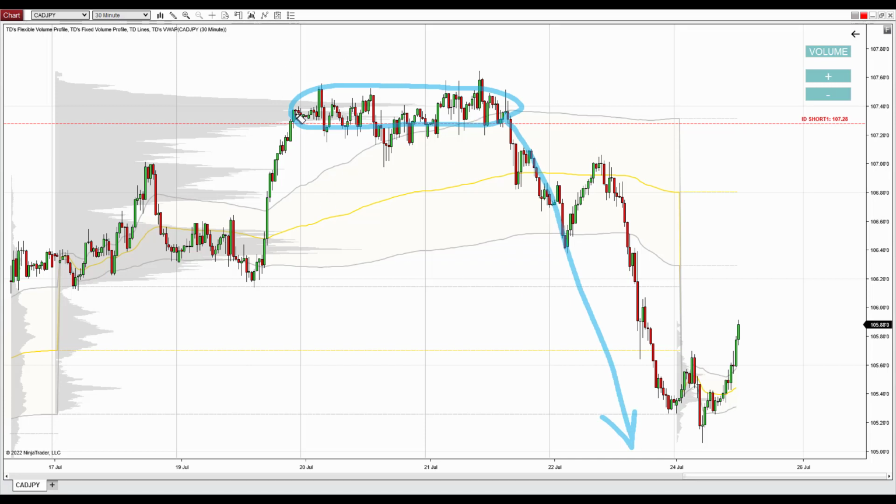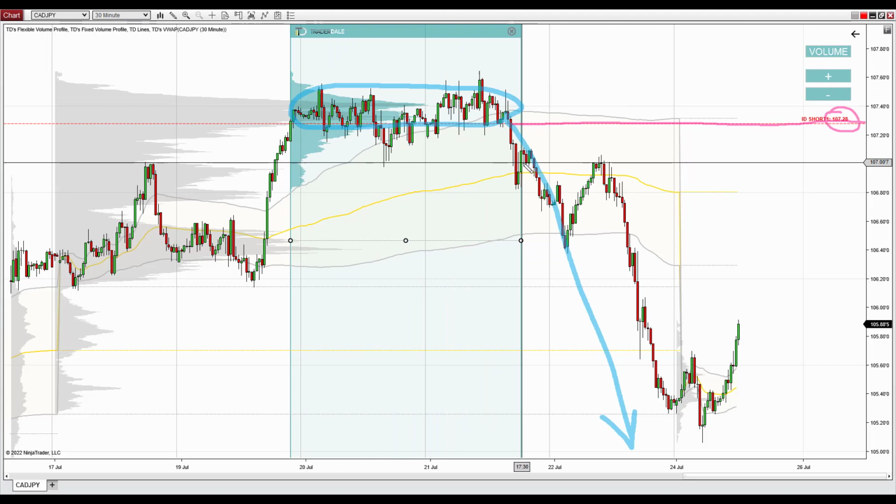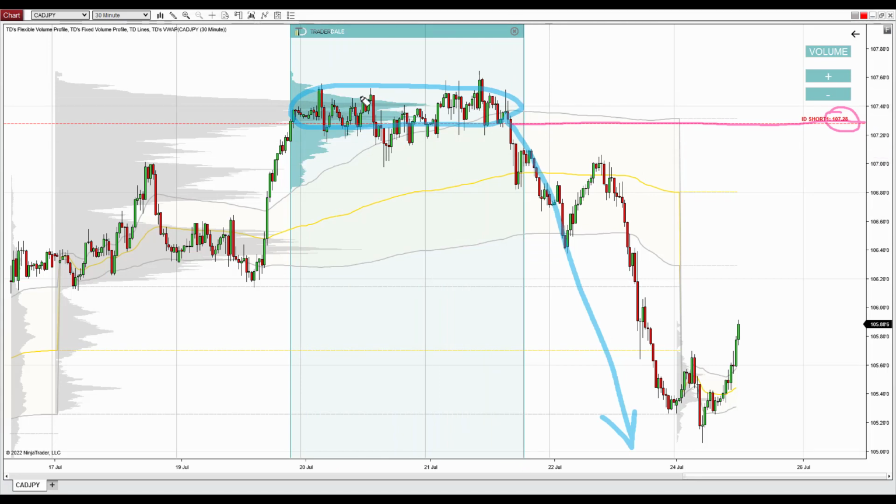Now, because this is a place where heavy volumes were traded, it should work as a resistance, right? This is where that heavy volume area begins at 107.28. Let me show you also like this with flexible volume profile, right? Those are the heavy volumes inside this whole rotation area.